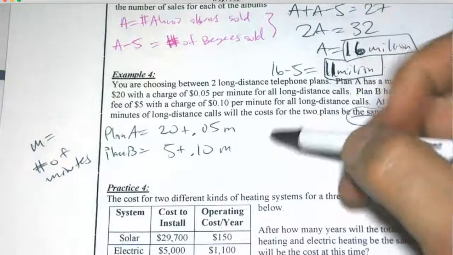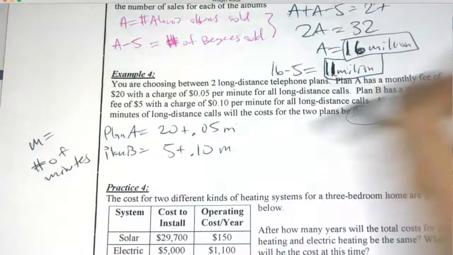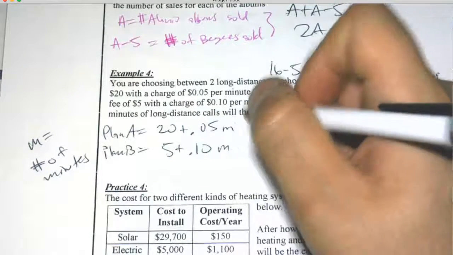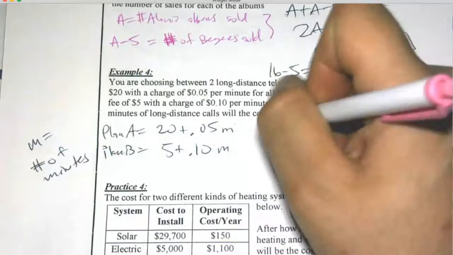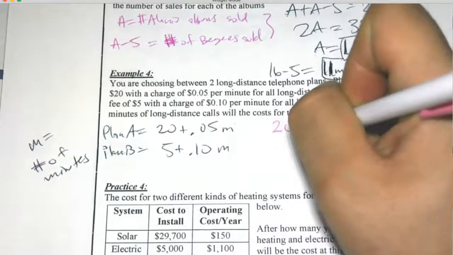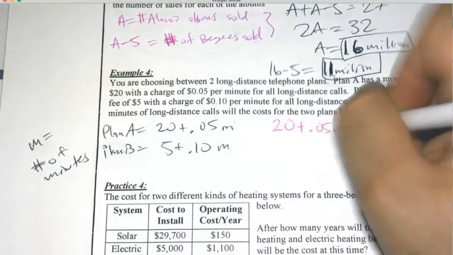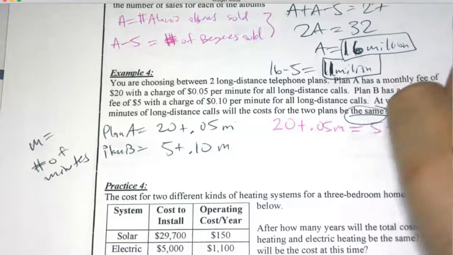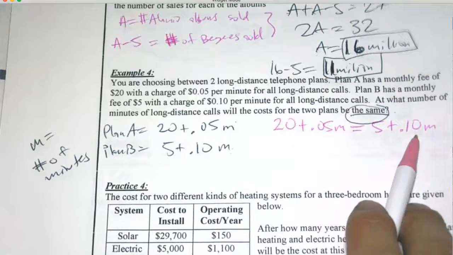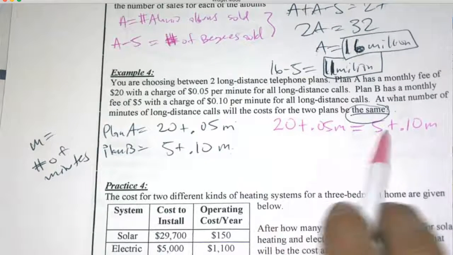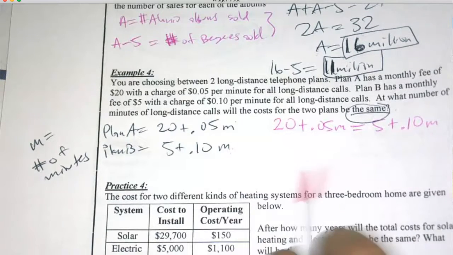So again, I have to write an equation, one for Plan A, one for Plan B, and then it says when will these plans be equal. So when will these plans be equal is literally saying figure out how many minutes would get used until these two plans are equal. So if you set these two equations together, one for Plan A and one for Plan B, you can figure out when they will have the same number of minutes to have the same cost.